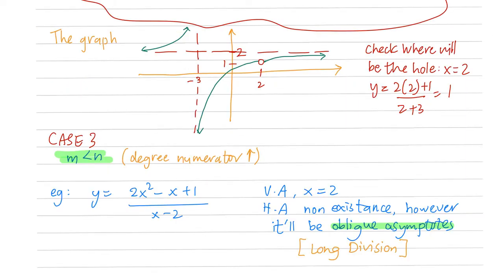Alright, the last case is when m is less than n. So this is when the degree of the numerator is higher. For example, like this: the function y equals (x squared minus x plus 1) divided by (x minus 2). You see x squared up here, and it's linear here. The vertical asymptote is no problem, x equals 2. The horizontal asymptote, when the numerator is higher like this, is non-existent. We do not have a horizontal line like this.